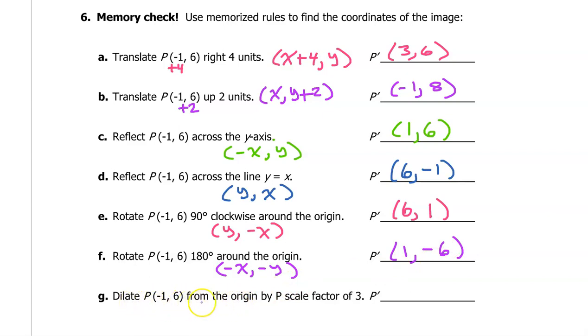Okay, dilate from the origin by a scale factor of 3. We don't really need a memorized rule for this because it's such common sense, but when you dilate from the origin, you multiply everything by 3. So I guess if I did want to write a rule, it would be 3 times the x value and also 3 times the y value. So that's what I'm going to do. So 3 times -1 is -3. And 3 times 6 is 18. So this will be the image p prime.